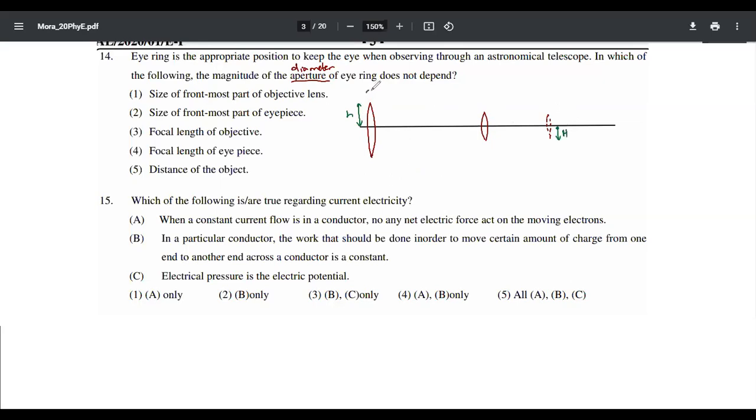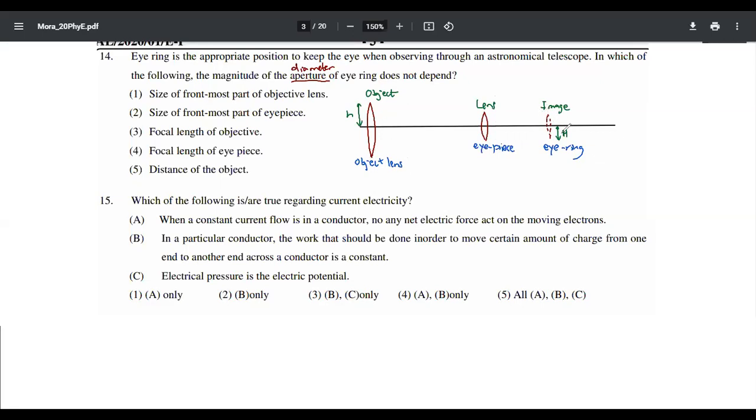Because this is like the object. This is the object lens. Wait, I'll write. This is the object, this is the lens, this is the image. That's how it works. And people, what is this? This is the object lens. Object lens becomes the object. Eyepiece becomes the lens, and the image is eye ring. That is the best place to place your eye.